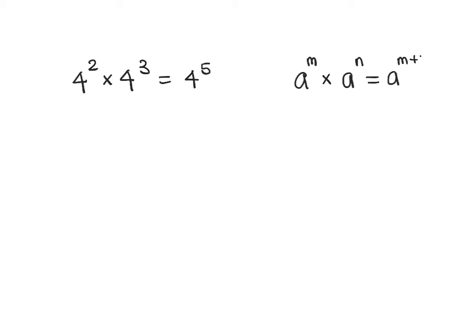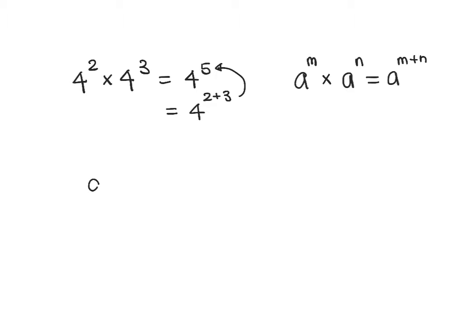Let's recall from our last video that if we had 4 squared times 4 to the power of 3, this would give us 4 to the power of 5. Because we have that general rule that if we have a to the power of m multiplied by a to the power of n, then it would give us a to the power of m plus n. So we're simply just adding those exponents. In this case, it was 4 to the power of 2 times 4 to the power of 3. We got 4 to the power of 2 plus 3, which is why we got 4 to the power of 5.